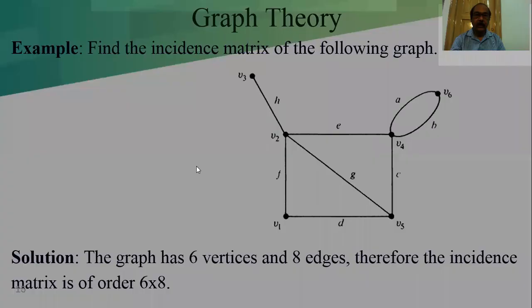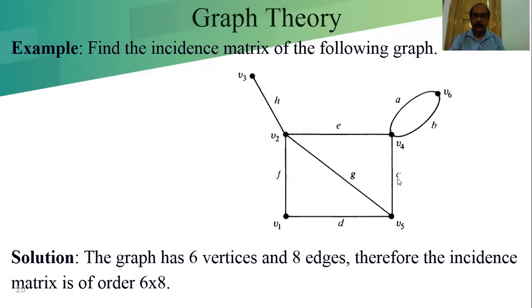First, we consider the edges. We are taking the edges in order A, B, C, D, E, F, G, H. We are taking the edge numbering in an order, so it will be easy for us. A is connecting V4 and V6. So the elements corresponding to the vertices V4 and V6 with respect to the edge A will be 1 and the rest of the elements will be 0.